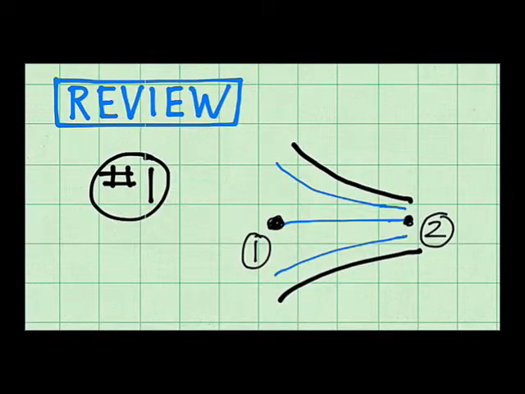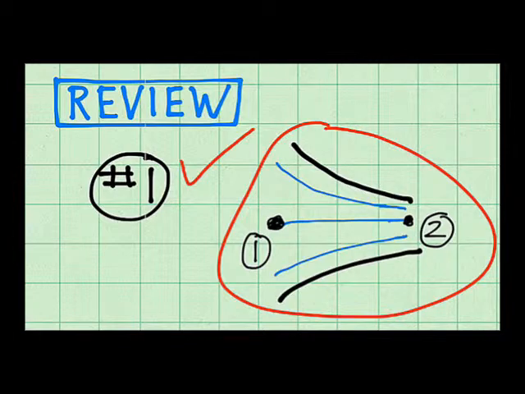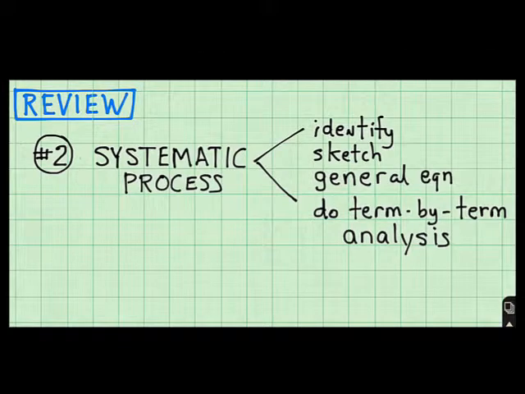Review comment number 1. Whenever I see converging streamlines, such as in a smooth nozzle, shown here, I think, aha, this is a likely application of the Bernoulli equation. Review comment number 2. It's very useful to use a systematic process for the Bernoulli equation. Step 1 is identify when the Bernoulli equation fits a physical situation. Step 2 is I sketch the streamline.